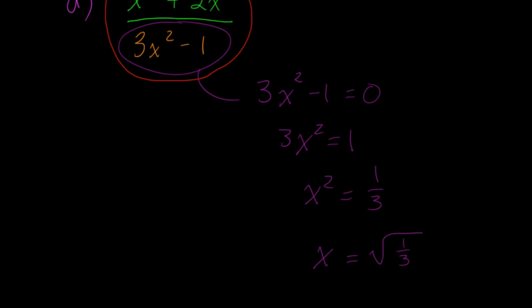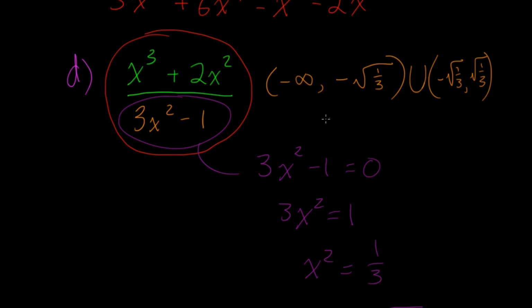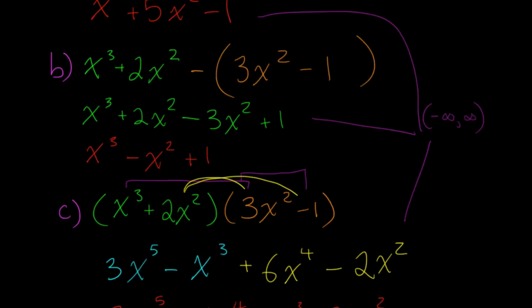So the domain for this is going to be negative infinity to negative root 1/3, union negative root 1/3 to positive root 1/3, and then union again from positive root 1/3 to infinity, and that is the domain of that. Okay.